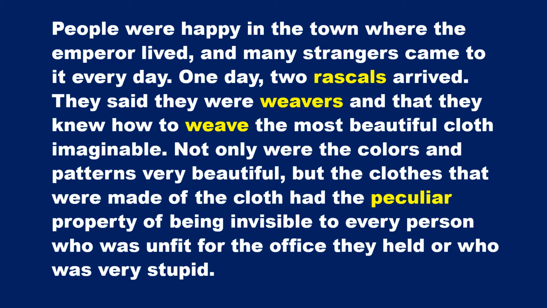People were happy in the town where the emperor lived, and many strangers came to it every day. One day, two rascals, remember that's a dishonest person, one day two rascals arrived. They said they were weavers and that they knew how to weave the most beautiful cloth imaginable. Not only were the colors and patterns very beautiful, but the clothes that were made of the cloth had the peculiar property of being invisible to every person who was unfit for the office they held or who was very stupid.